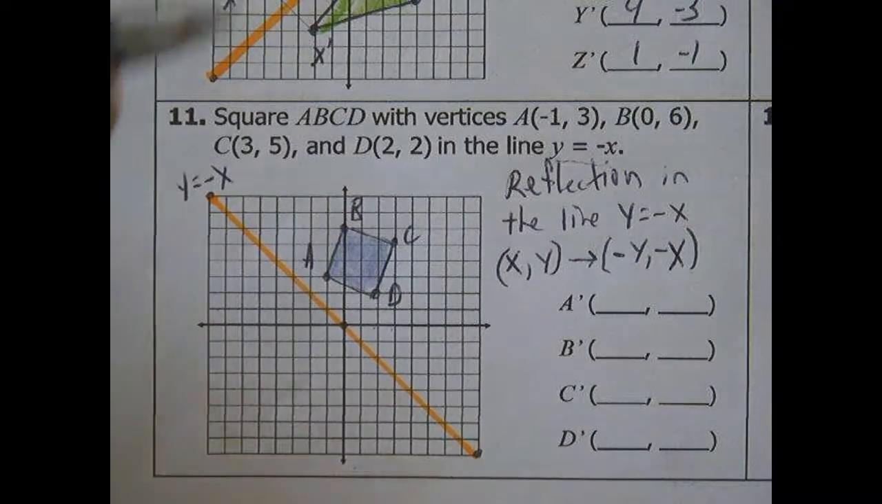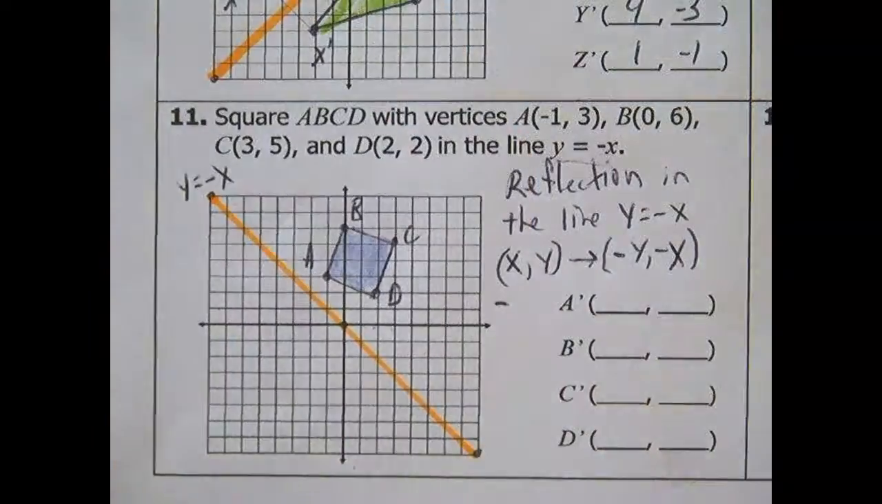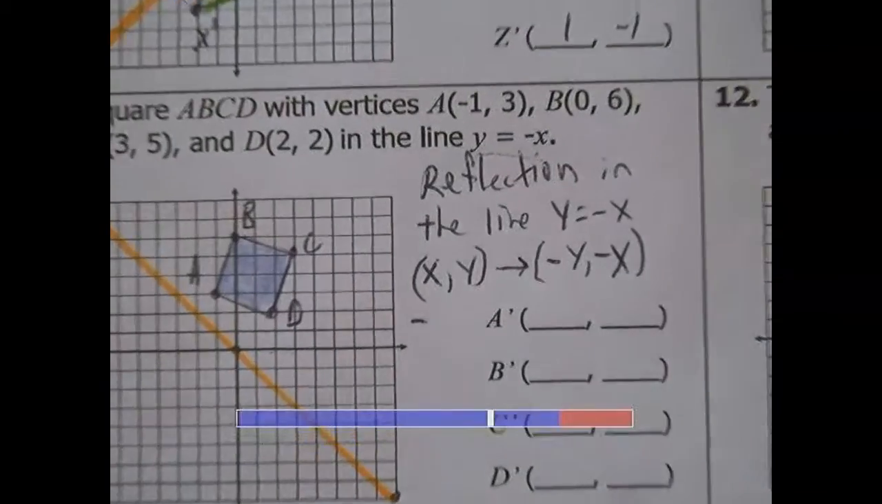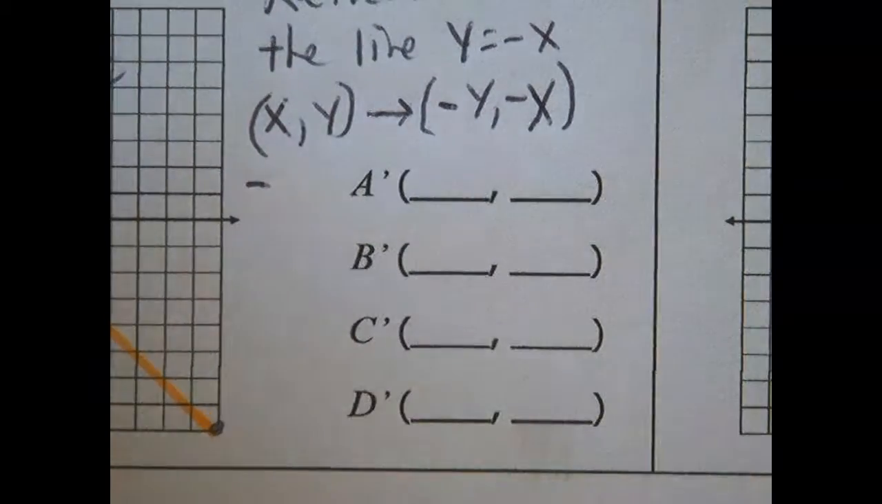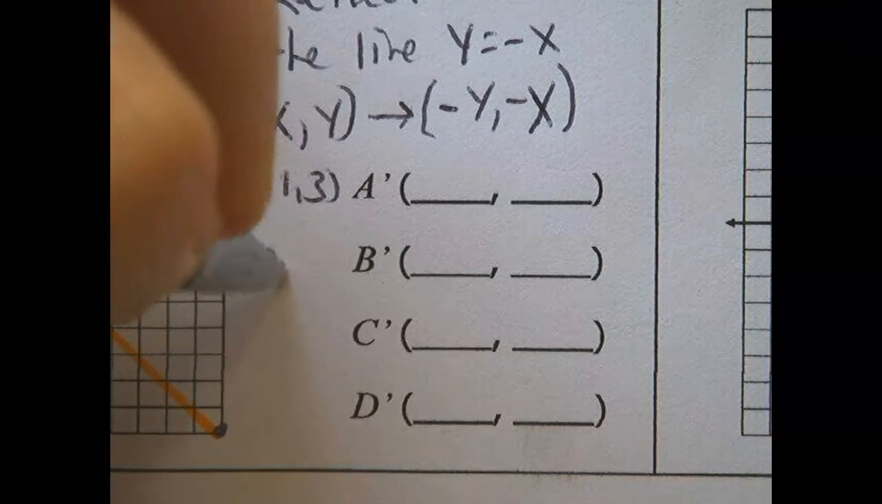Okay? So let's look at our points. So I'm going to actually put the points here right next to it so we can see how to apply the rule. And we'll focus on the points before we actually focus on the graph this time. Alright, so the point A was at negative 1, 3. The point B was at 0, 6.